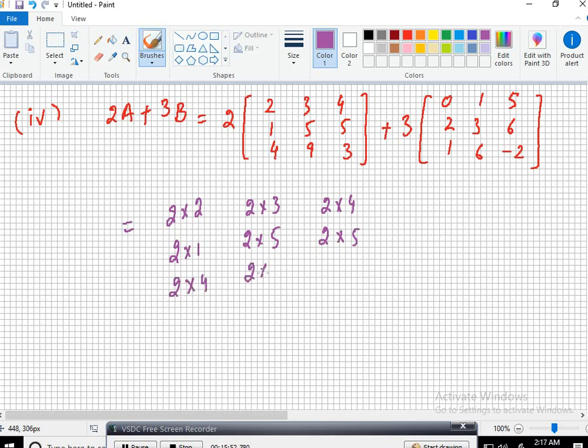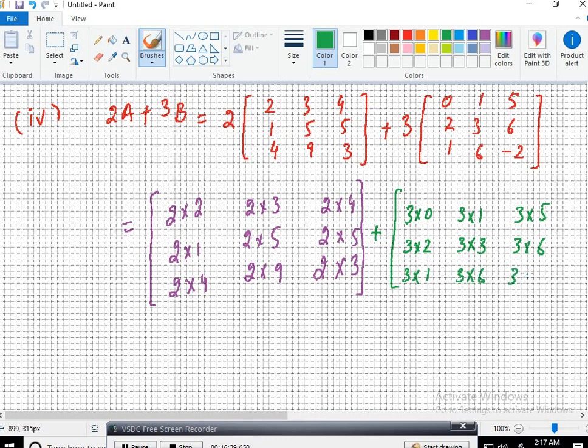So what is the answer? 2 minus 0 is 2, 3 minus 1 is 2, 4 minus 5 is minus 1, 1 minus 2 is minus 1, 5 minus 3 is 2, 5 minus 6 is minus 1, 4 minus 1 is 3, 9 minus 1 is 8, and 3 minus minus 2, which is 3 plus 2, is 5. So this is the answer to the question.